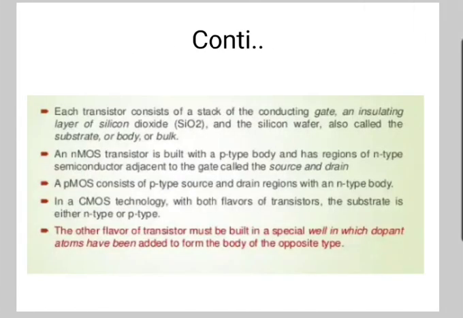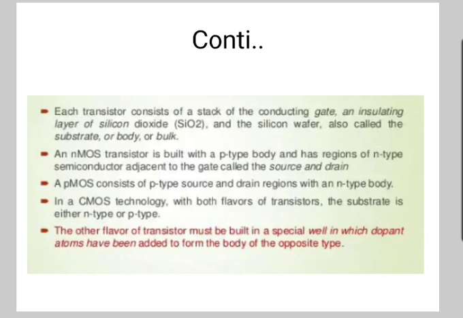So each transistor consists of a stack of a conducting gate, an insulating layer of silicon dioxide, that is SiO2, and the silicon wafer, also called the substrate, body, or bulk. An NMOS transistor is built with a p-type body and it has a region of n-type semiconductor adjacent to the gate called the source and drain.